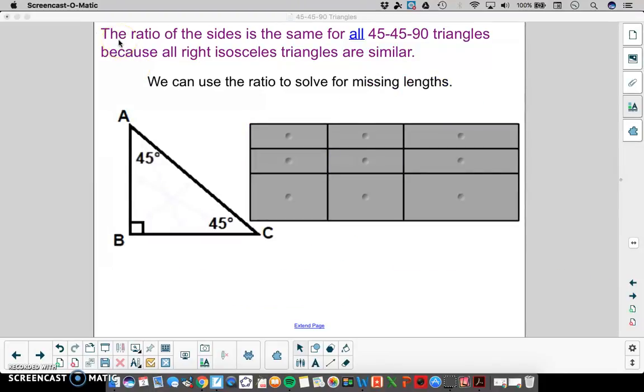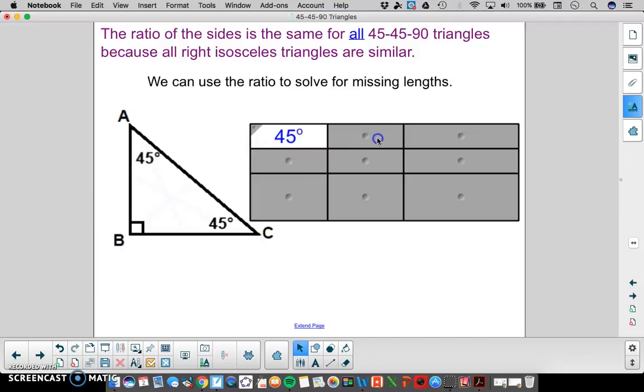The ratio of the sides is the same for all 45, 45, 90 triangles because all right isosceles triangles are similar. Because they will always have the same angles, it follows the AA theorem. So we can use the ratio that we found to solve for missing lengths. Every time we do a problem, I use a table to help me organize my thinking.